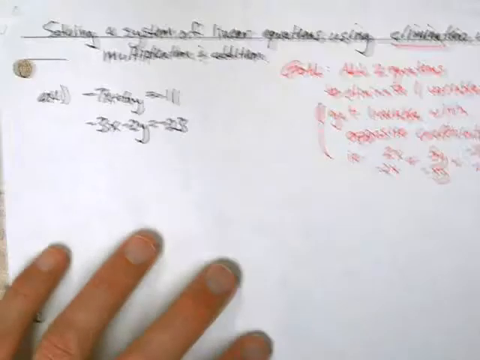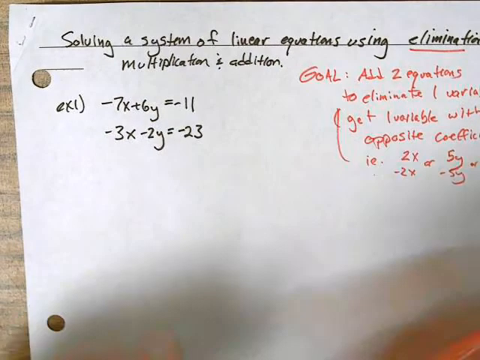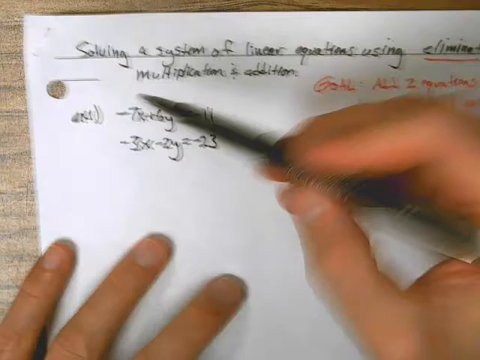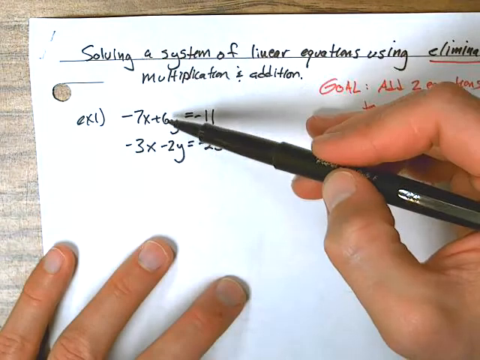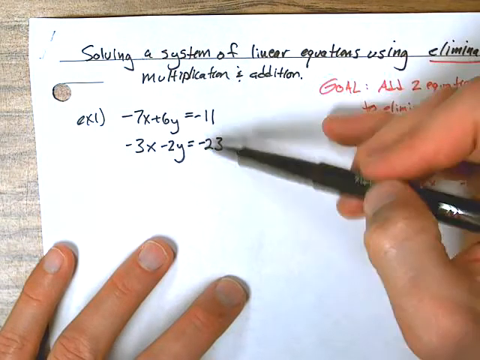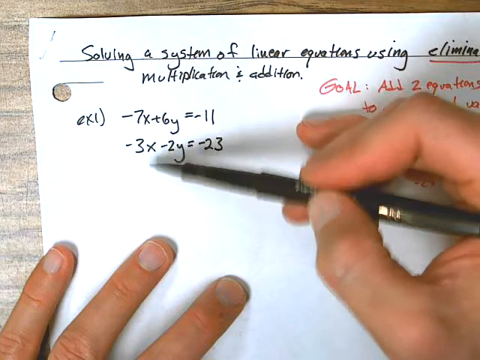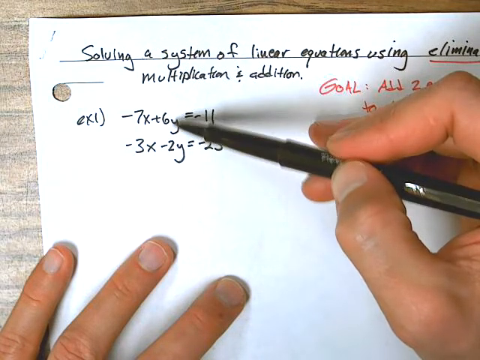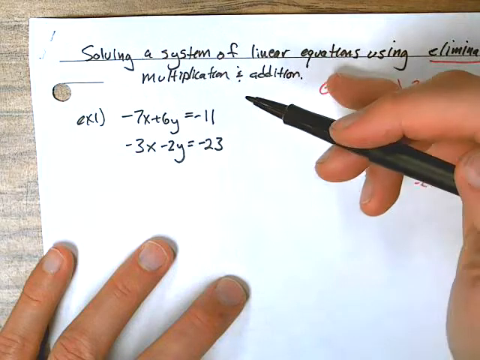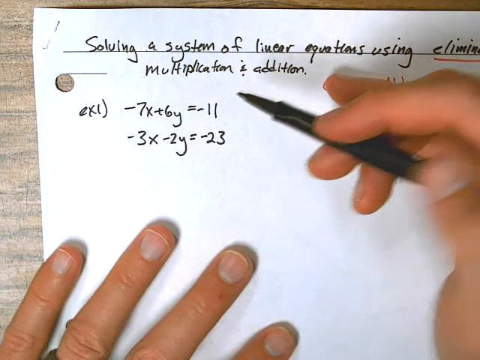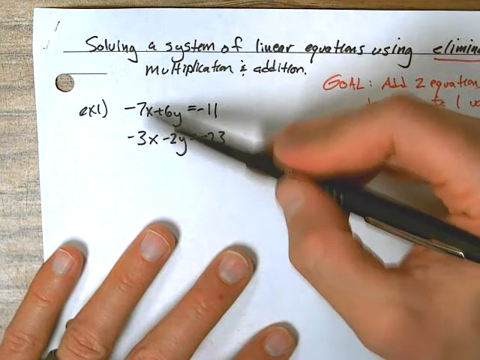If you take a look at example 1 here, which please do write down if you haven't yet, we need to be able to add these up and cancel out the x's or the y's. Now right now, negative 7 plus negative 3 is negative 10x. That's not going to cancel. And 6y minus 2y would be 4y. That's not going to cancel. So I'm kind of stuck. I need to think about how I can make these numbers into opposites.